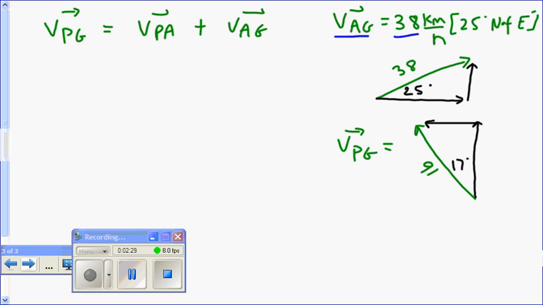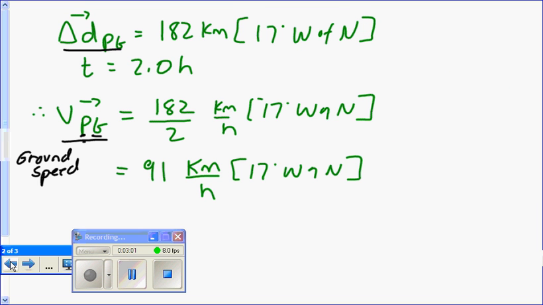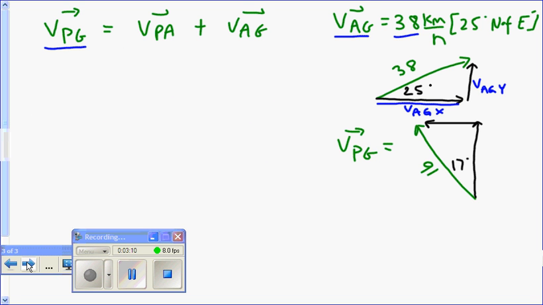So airspeed is 38 north of east, so that ends up with, this must be my VAGX, and here's the Y. Try not to let all the subscripts intimidate you. They're just there. They don't mean anything besides telling us exactly that that's wind speed. So in this question then, we're given the PG, where we figured it out as 91 kilometers per hour on the previous page. Here's the 91, so this is my PG, right? So we're given this one. We're also given the wind speed at 38 kilometers per hour, that's given in the question.